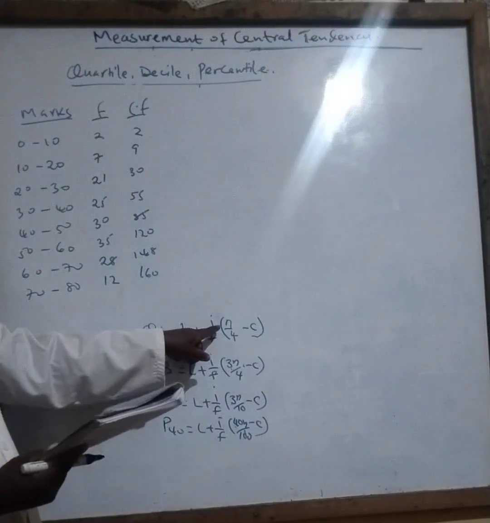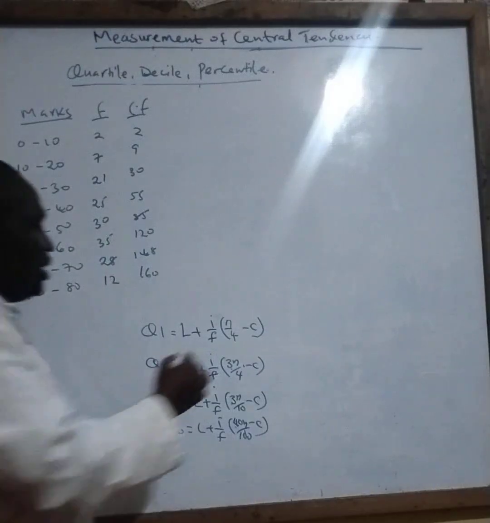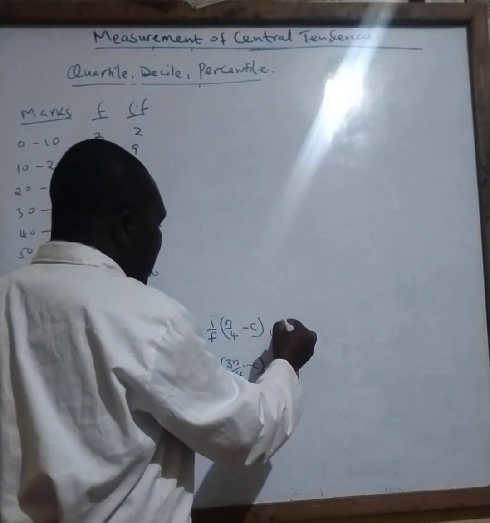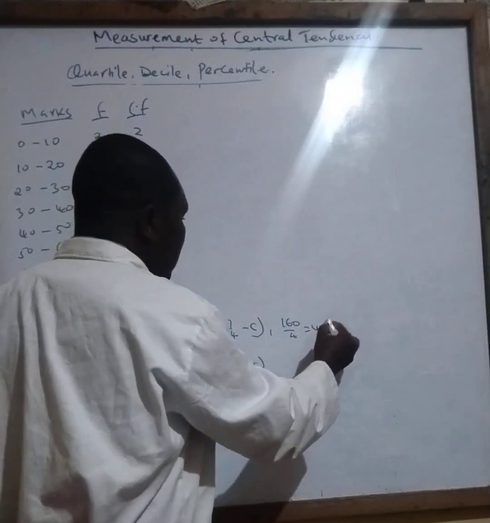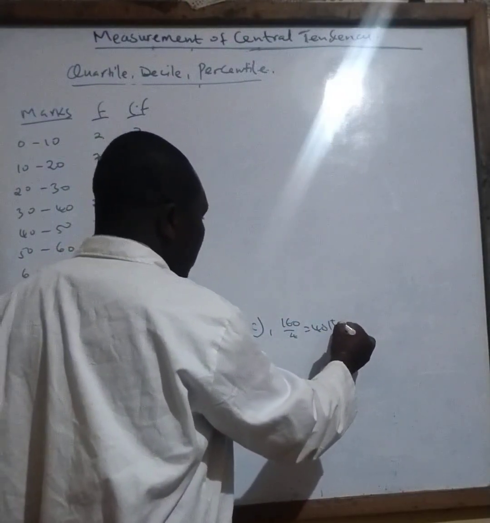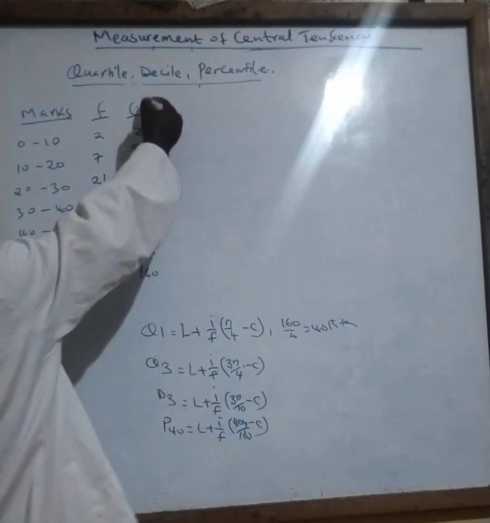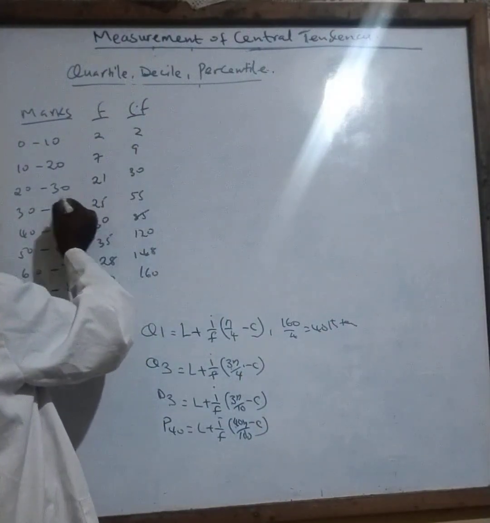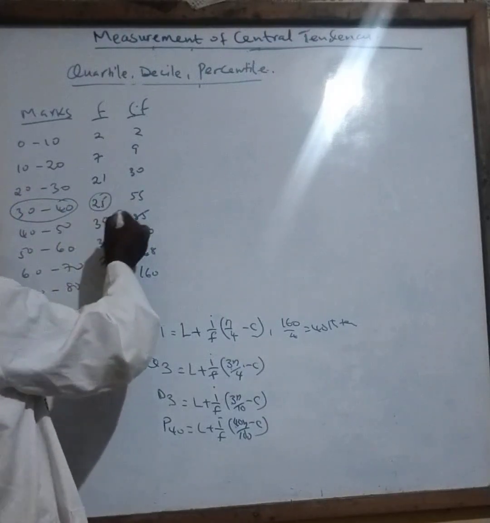Now, N, what is N there, class? What is your N there? So in this case, your N is 160, divided by 4 gives you the 40th item. Where is your 40th item? You come and locate it here. It is in between here. So that is the class. Now you see that? Frequency.